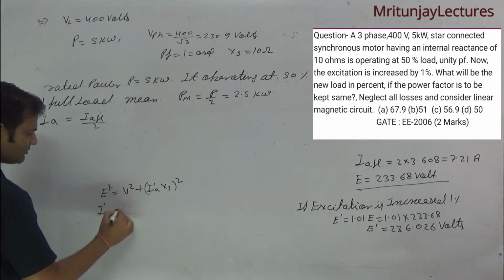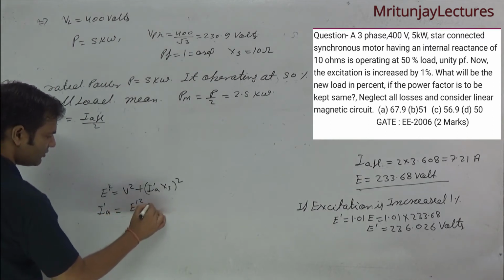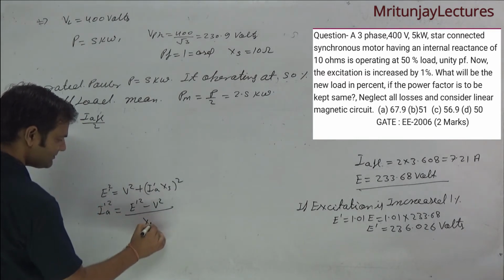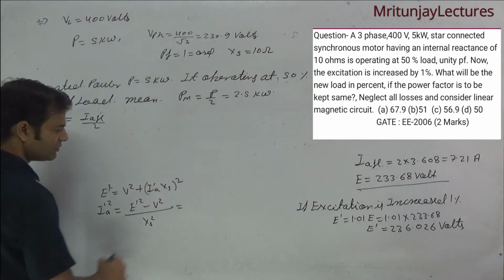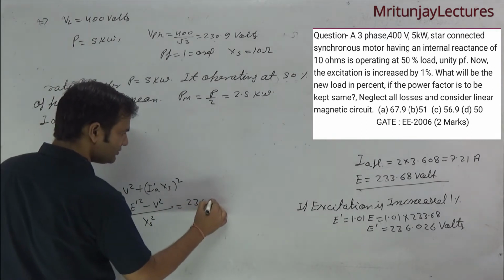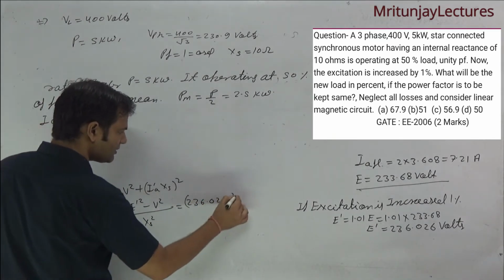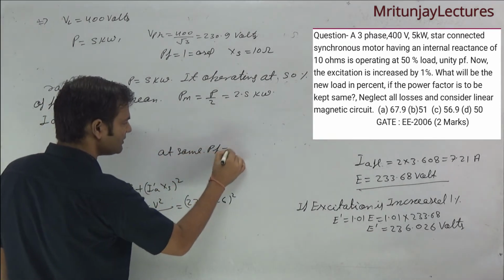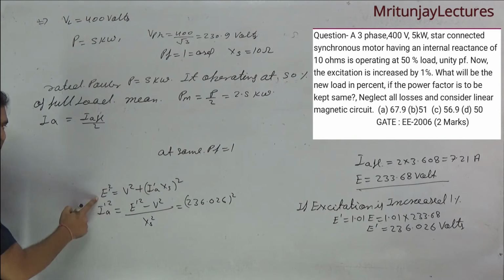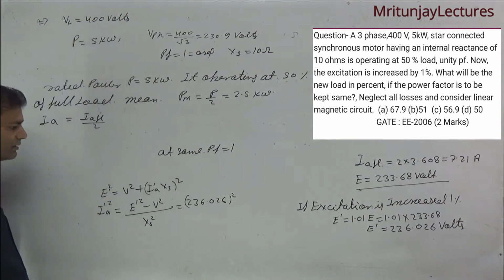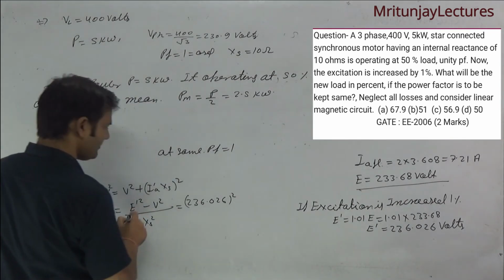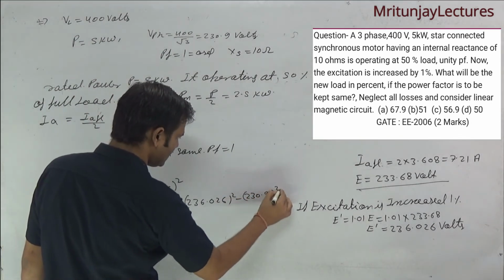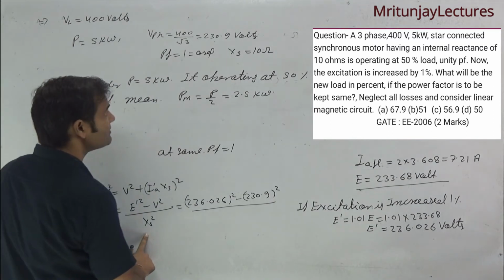IA dash will equal E dash squared minus V squared, divided by X. E dash will equal 236.026. At the same power factor, that is 1 for unity, that's why this formula applies again. Minus V squared, that is 230.9 squared, divided by X, which is 10, that's why 100.